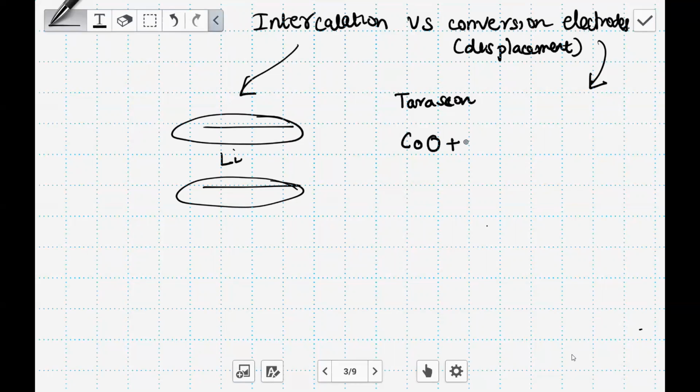So when lithium gets to the cathode, what do you think happens? Lithium might just get intercalated in the cathode. That's not what is happening. Actually, there's a chemical reaction. This is called conversion electrodes. Cobalt oxide gets reduced to cobalt, and the oxygen from cobalt oxide goes to lithium and forms lithium oxide. On the other side, you have, let's say, lithium metal foil.